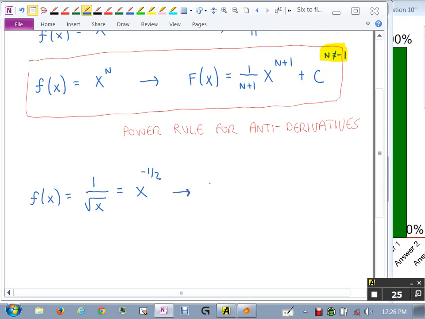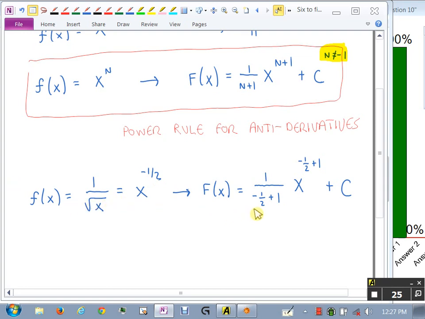So to go backwards here, it's going to be 1 over the n that we have, which for us is negative 1/2, and then we're going to add to that 1, and then x to the negative 1/2 plus 1, and then plus our constant. Does everyone see that this is just applying the formula to this? No?